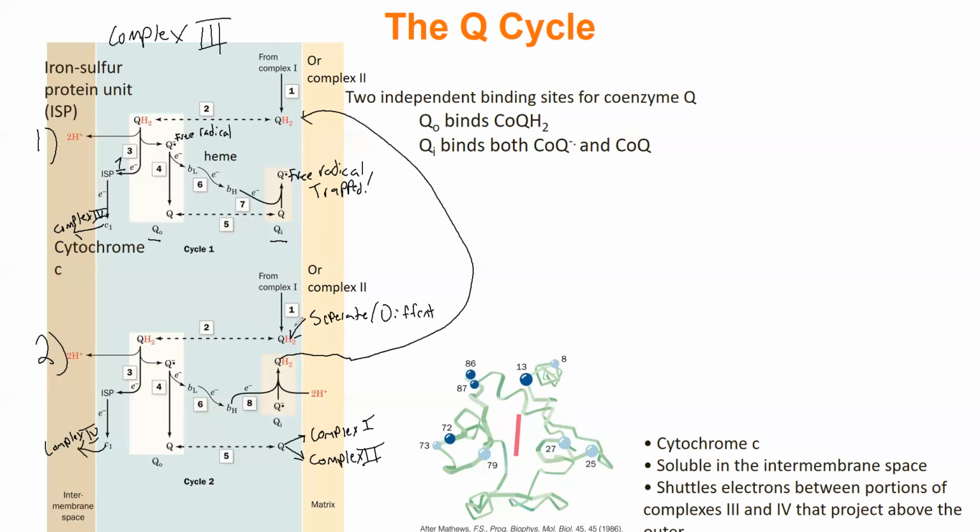So are there any questions on how the Q cycle works? Did I lose anybody with that explanation, or anybody wants any clarifications or anything like that? Let me know.